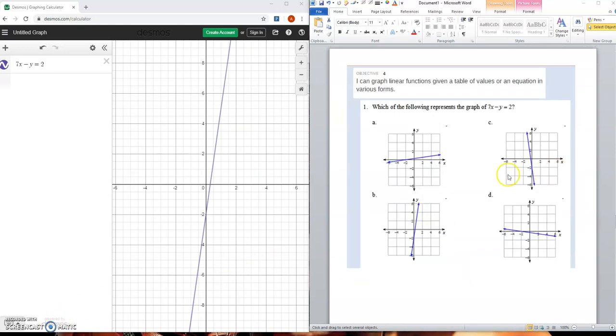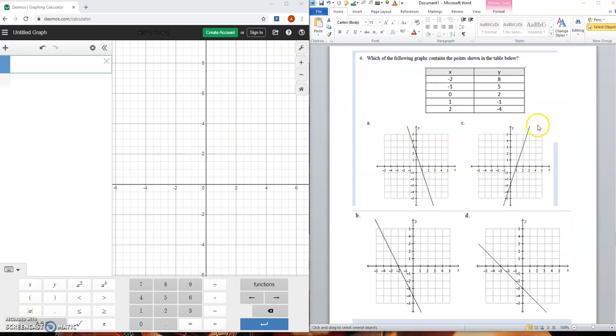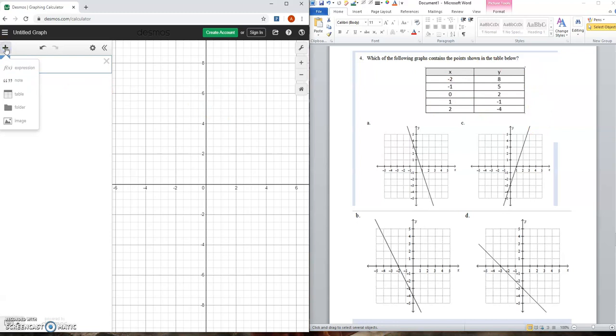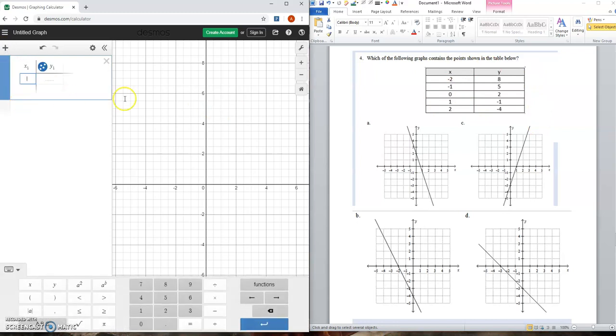Objective 4, I can graph linear functions given a table of values or an equation in various forms. In this case, we're going to use our Desmos. What you will do is just plug this in and match the graph. And as you can see, the answer here is letter B. Okay, so our next example has a table. So how are you going to match this? You're going to click on this cross, you're going to click on the table, and you're going to plug in all those numbers. Okay, as you can see, once I plugged in all the numbers, there's going to be dots, and that is a match for letter A.